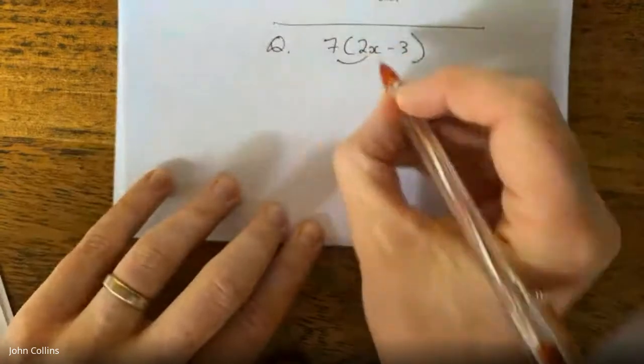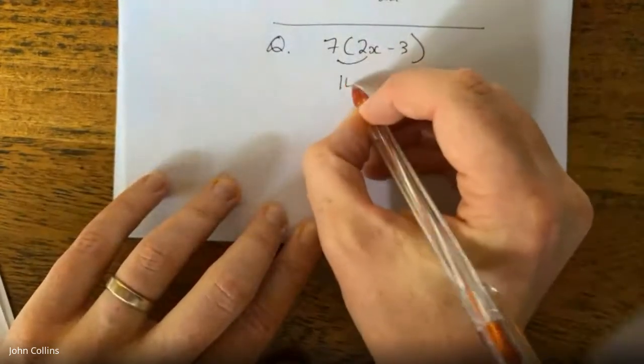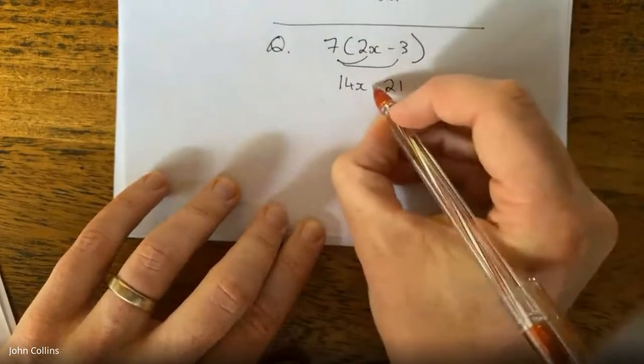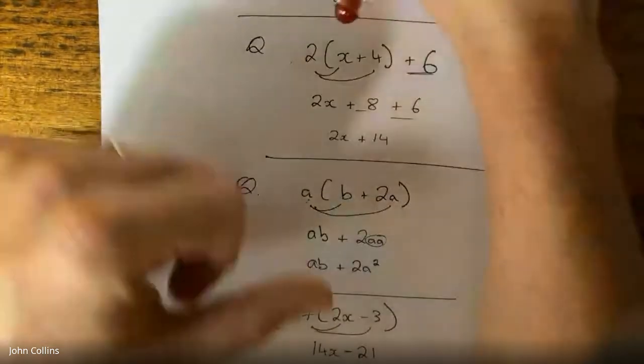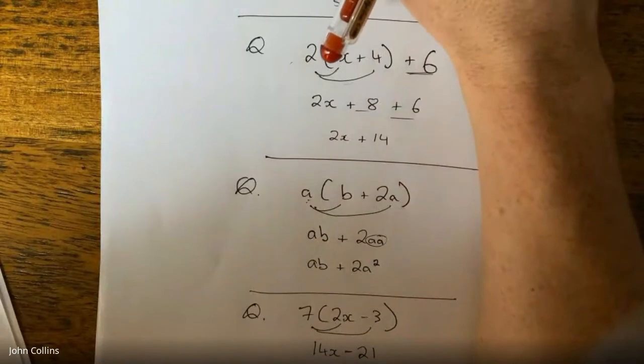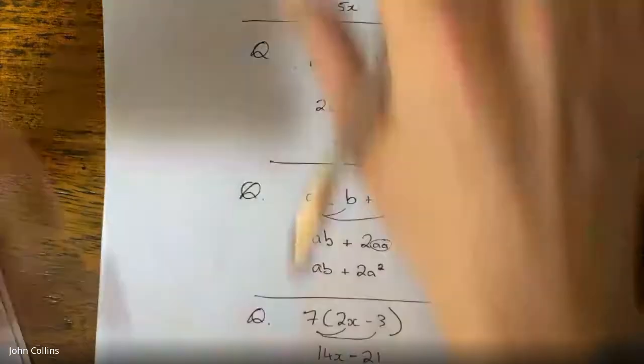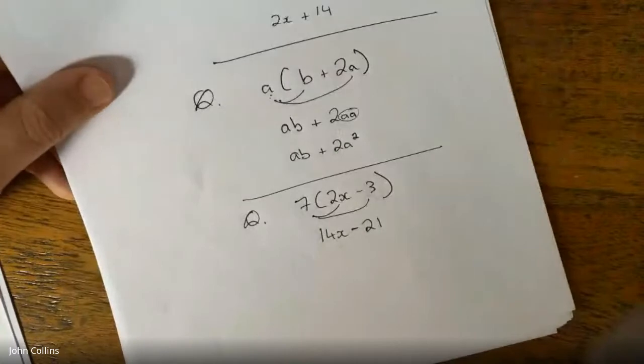Okay, so 7 times 2x, 14 x's. 7 times 3, 21. What's the sign between them? Minus. Who was the first person to get that? 14x minus 21, who hadn't given the wrong answer already? Lewis E. Lewis E, you are out of here. Goodbye.